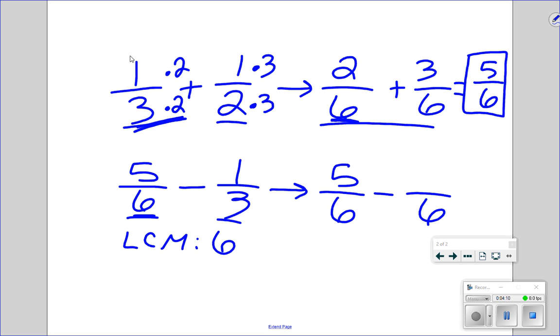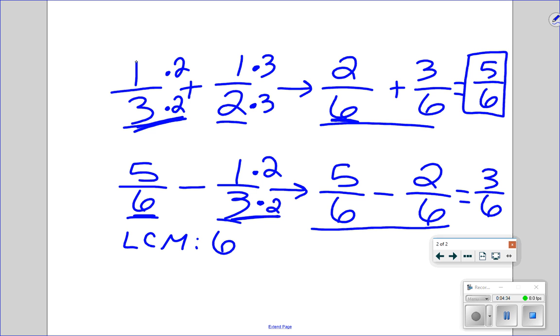The second one, 1/3, I need to change so that it has a denominator of 6, so I need to multiply the top and the bottom by 2. That'll make 3 times 2 give me that 6 I need, and what I do on the bottom I have to do to the top as well. So 1 times 2 is my numerator. Now I have two fractions with the common denominator, and I can take 5/6, take away 2/6, and what I'm left with is 3/6, which can be simplified to 1/2. So that is your answer, 1/2. Divide them both by 3. Okay, so that's adding and subtracting.